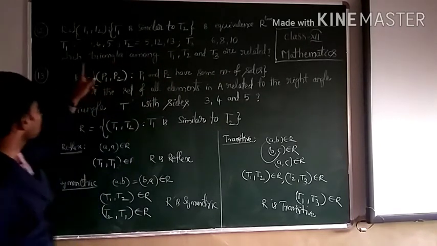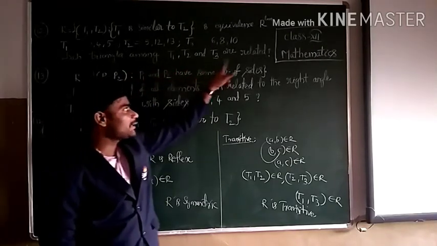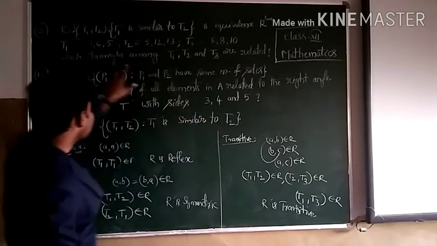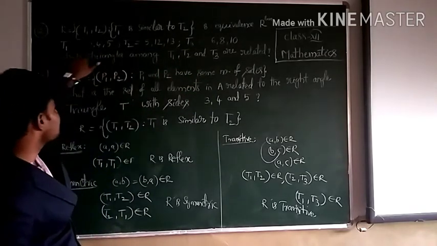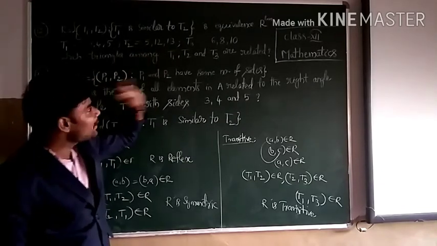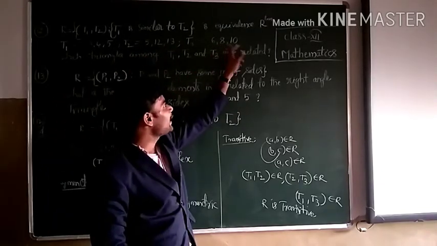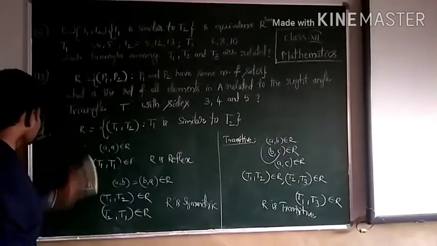But there is still one more question: which triangles among T1, T2 and T3 are related? Three triangles are given. These are right angle triangles with sides: the first one is 3, 4, 5 centimeters, the second is 5, 12 and 13, and the third is 6, 8 and 10. What is the relation here?